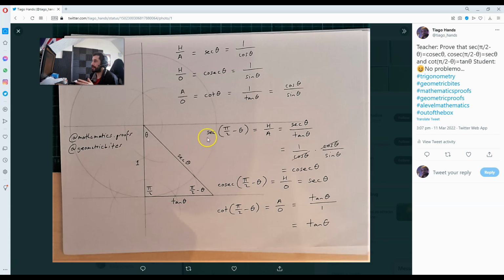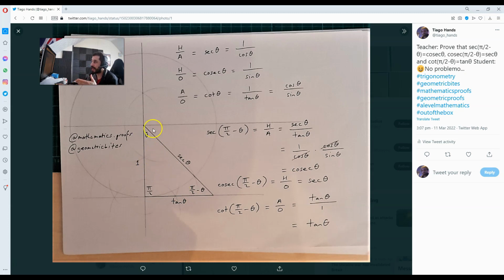So what we need to do is create the unit circle, and we create the right angled triangle. 1 squared plus tan² θ is equal to sec² θ. We can say that this is true, as sec θ is hypotenuse over adjacent, which is equal to 1, and tan θ is equal to opposite over adjacent, which is also equal to 1.